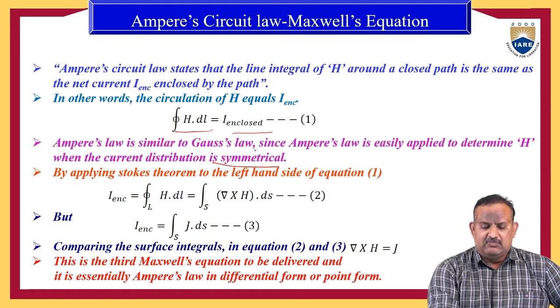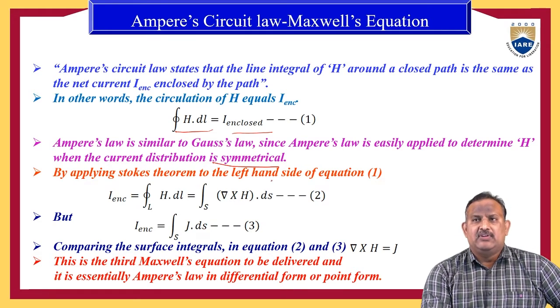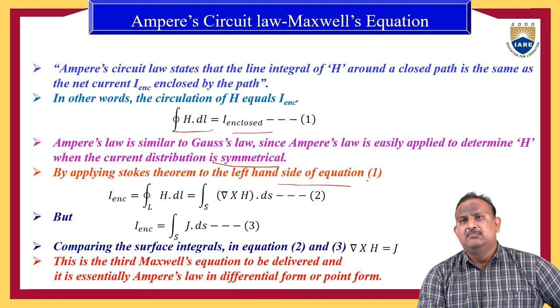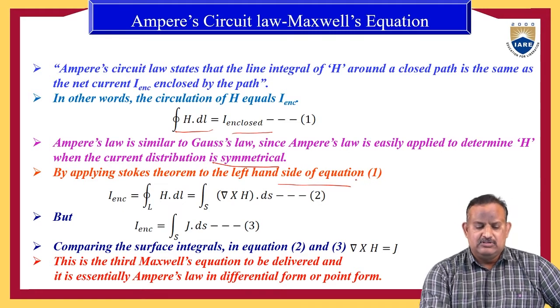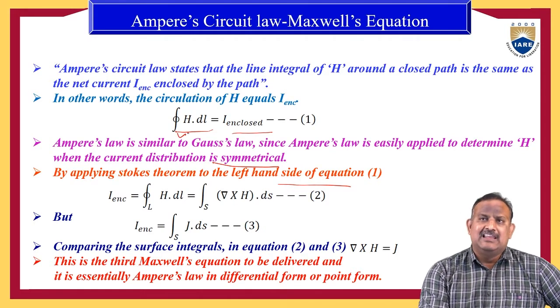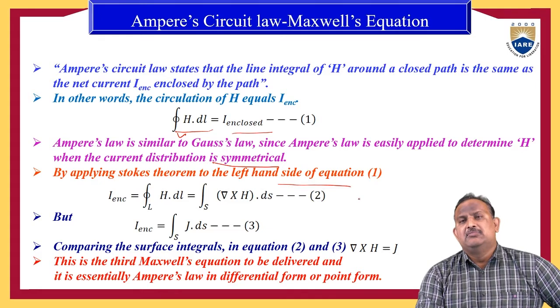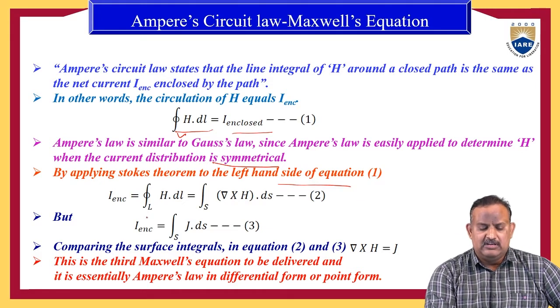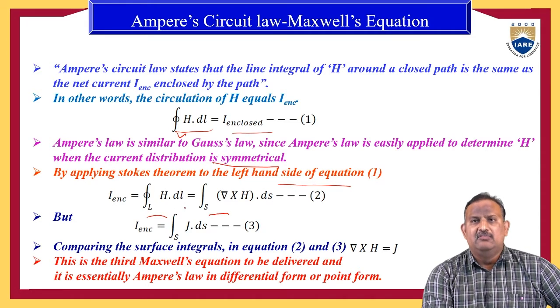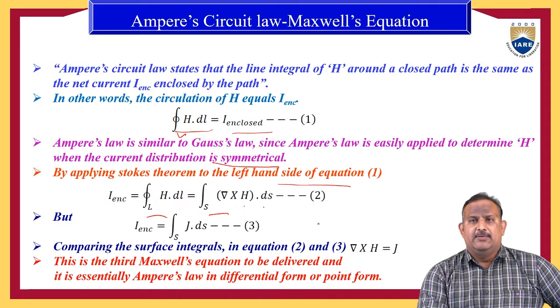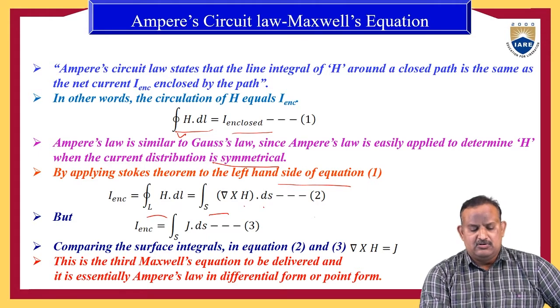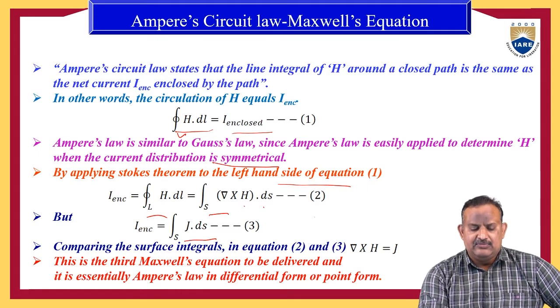Let us assume this is equation 1. If you apply Stokes' theorem to the left-hand side of equation 1, which is a line integral, Stokes' theorem converts the line integral to a surface integral. Therefore, the current enclosed I equals the line integral of H·dl, which becomes the surface integral of (del cross H)·dS. We already know that the current enclosed I is equal to the surface integral of J·dS.